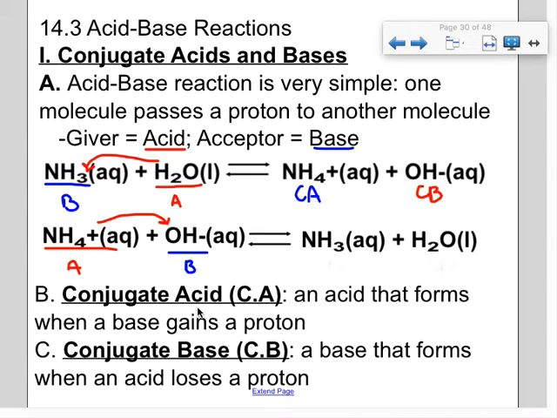Now what's my conjugate acid and my conjugate base? So a conjugate acid is an acid that forms when a base gains a proton. So OH plus an H is H2O. There's my conjugate acid. Conjugate base, a base that forms when an acid loses a proton. So here was my acid. It lost a proton. NH4 becomes NH3. There's my conjugate base. So that's what you're doing in your homework assignment today, is identifying acids and bases as well as their conjugate pairs.